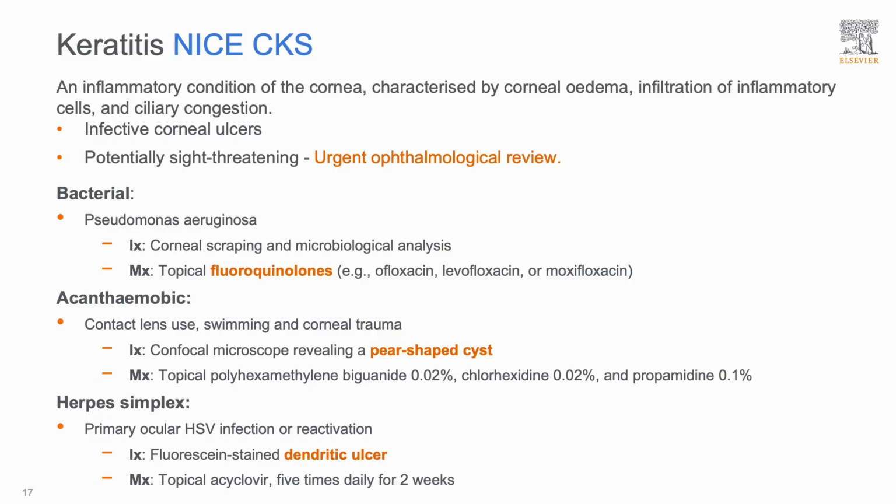The third keratitis cause is herpes simplex, which is predominantly associated with primary ocular HSV infection or reactivation. Slit lamp examination with fluorescein staining reveals a characteristic appearance of a dendritic ulcer. Management involves topical acyclovir 5 times daily for 2 weeks.